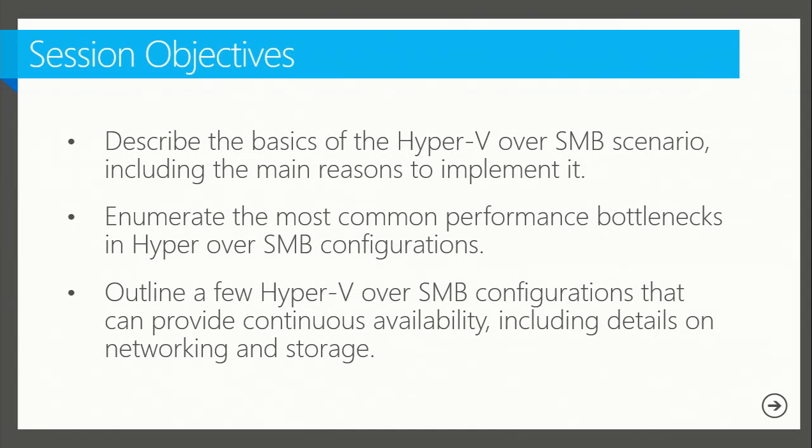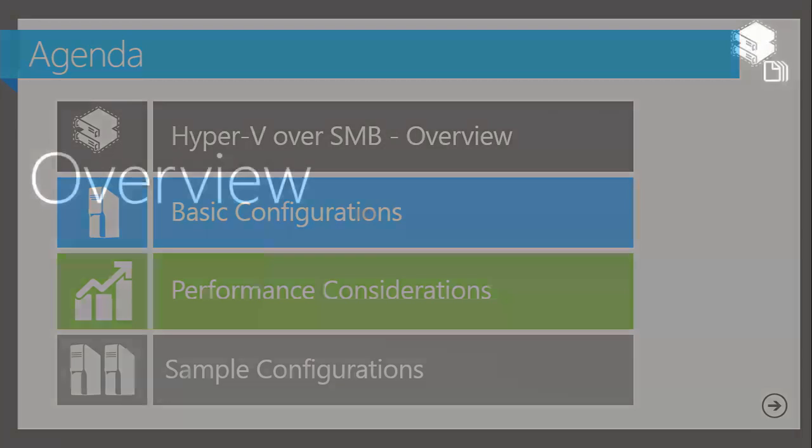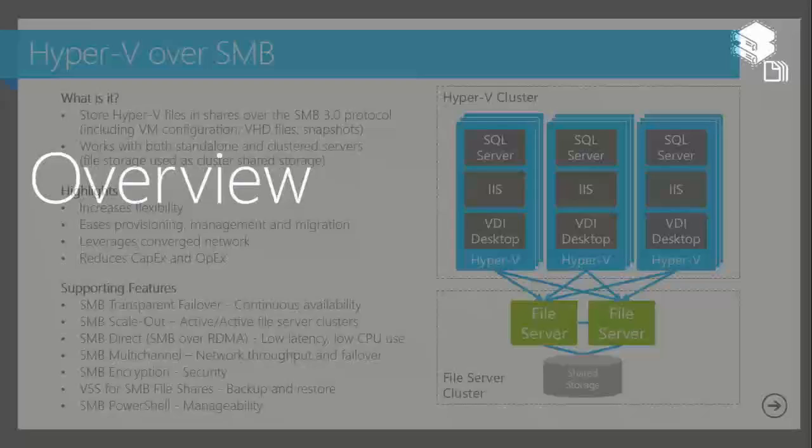Okay? A few things. This is not a Hyper-V overview. We assume you're familiar with Hyper-V, you know what Hyper-V is. This is not about block storage. We're not going to talk too much about Fiber Channel or iSCSI. We're going to focus on the file protocol SMB 3.0. All right. So as I said, an overview, some configuration details, performance considerations, which always comes up, and samples. Let's start with an overview.